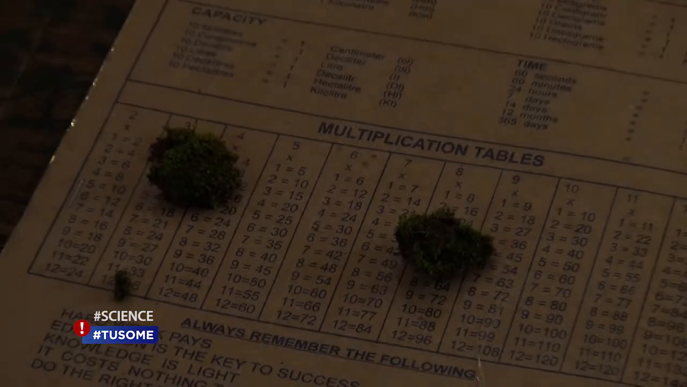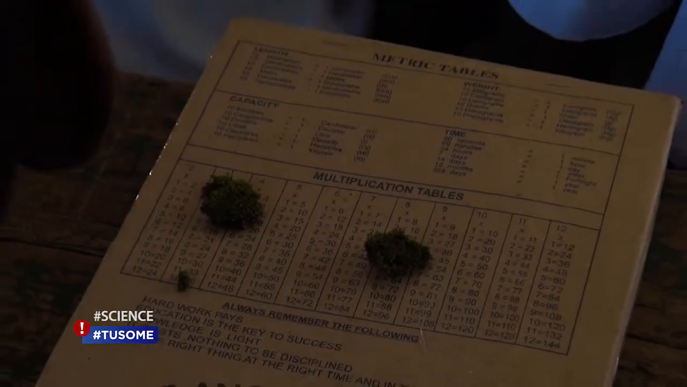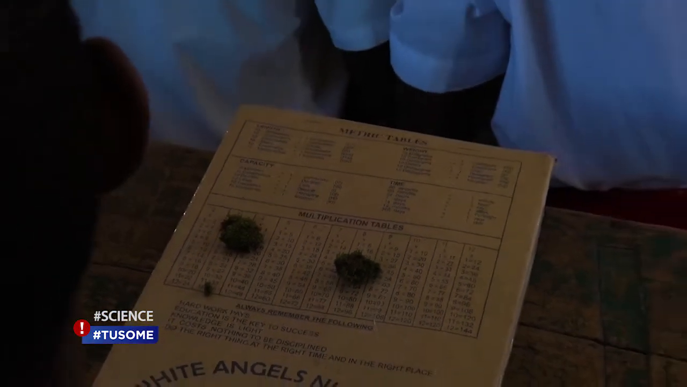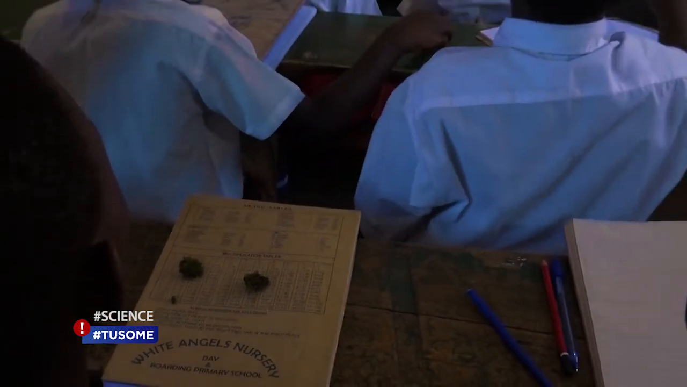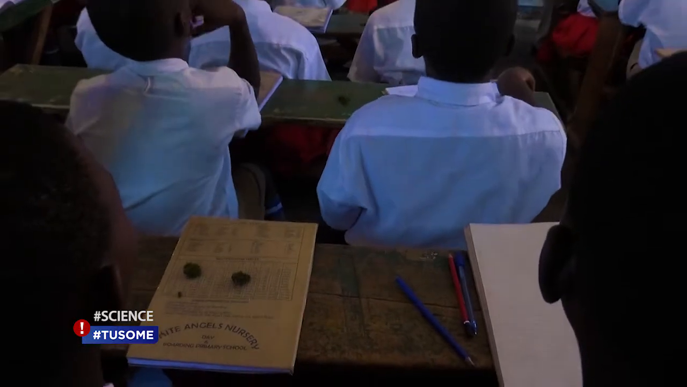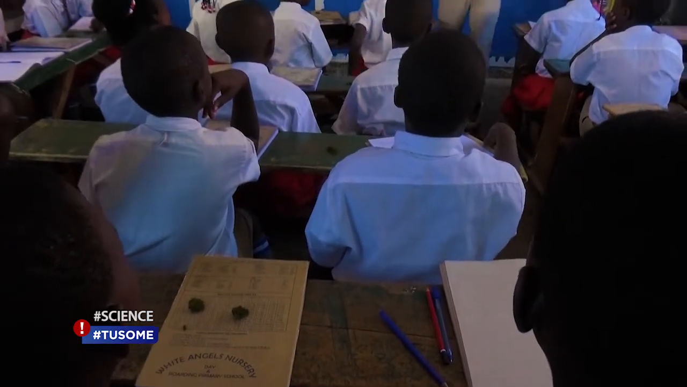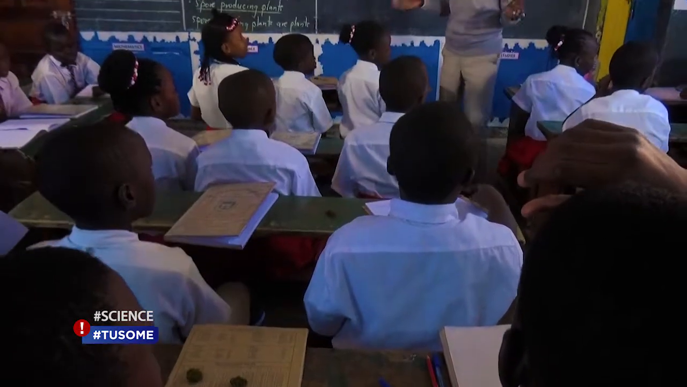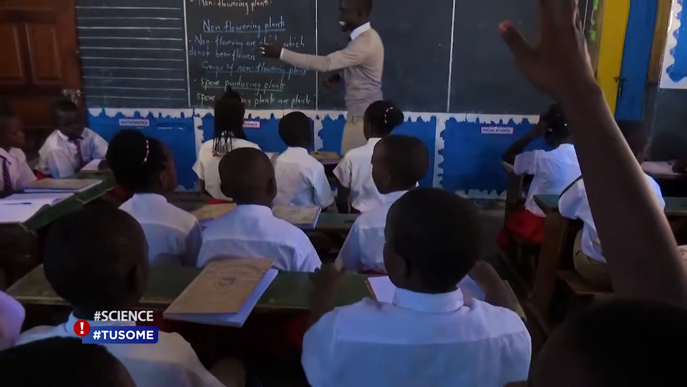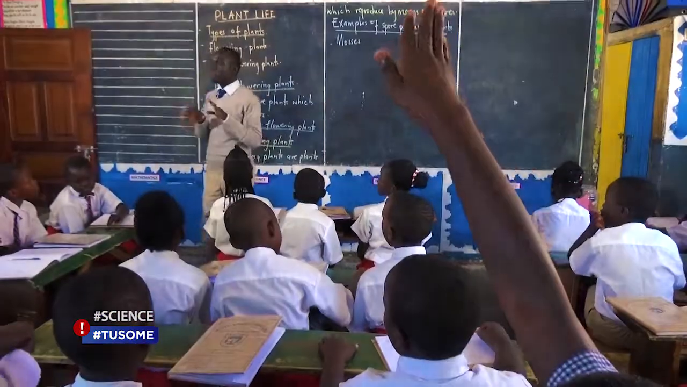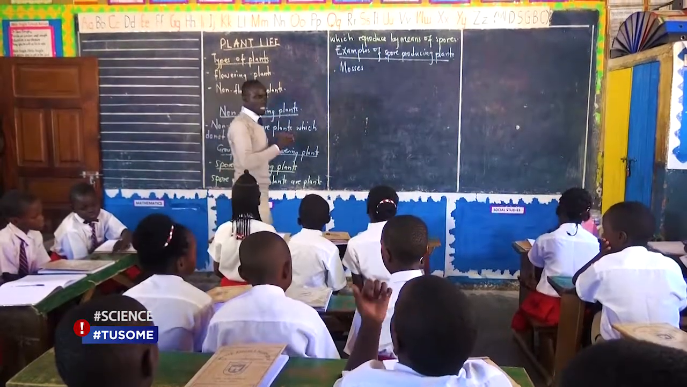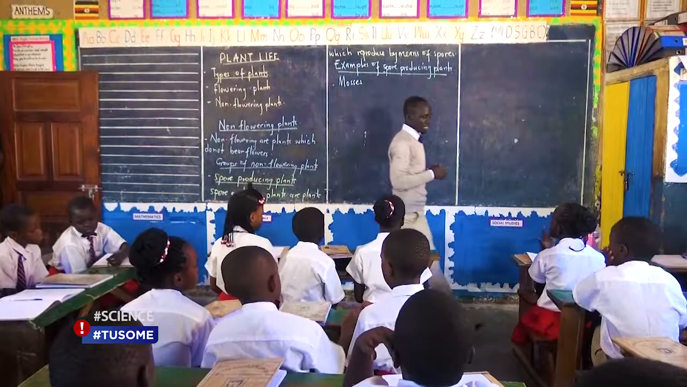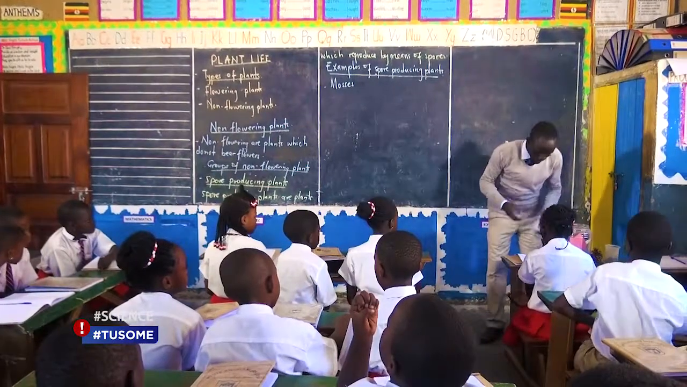Where have you ever seen this moss? I have ever seen them at home, beside the wall of our house. Very good. Commonly on verandas, mainly on places where water flows, where the rainwater flows. That's where they mainly develop.